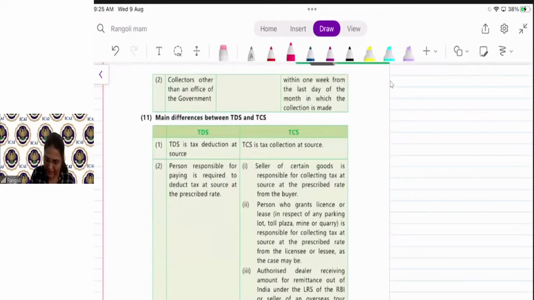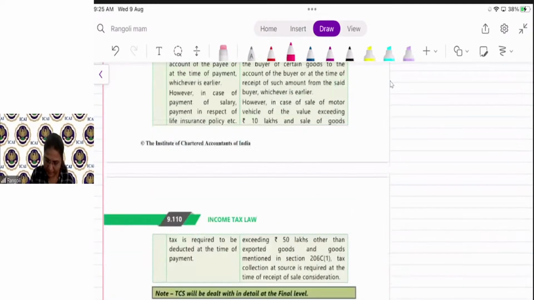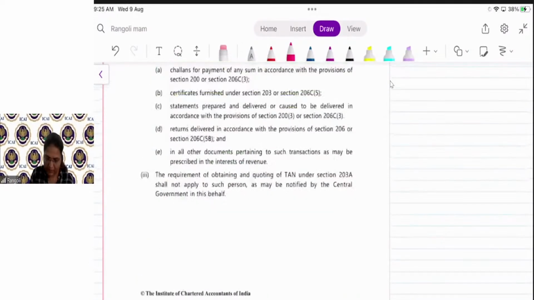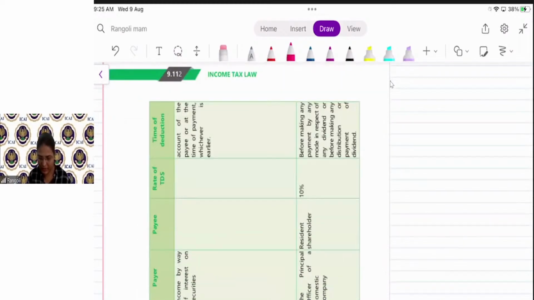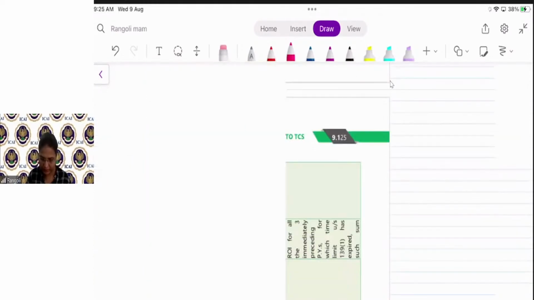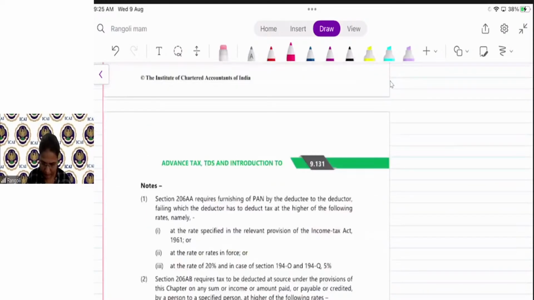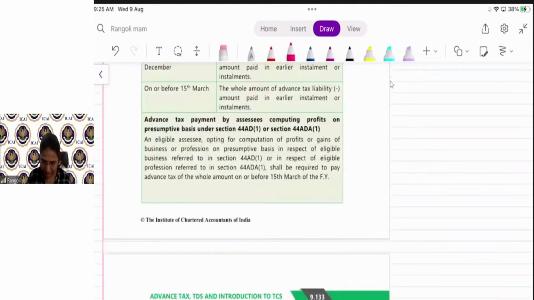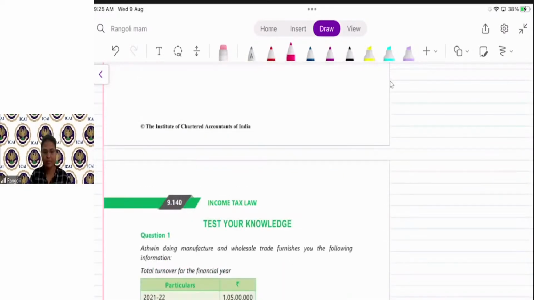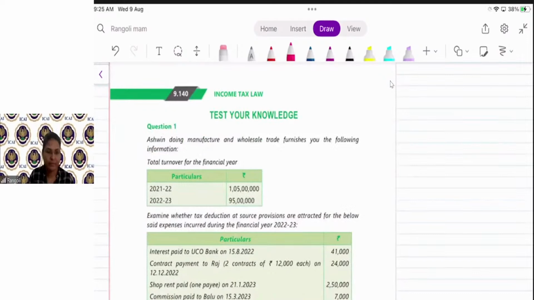The difference between TDS and TCS is given. Just go through it once. Now, let us discuss the practice question. We'll discuss quickly. Summary is given. So come to page number 9.140. That is the practice question. Now you need to answer, okay?